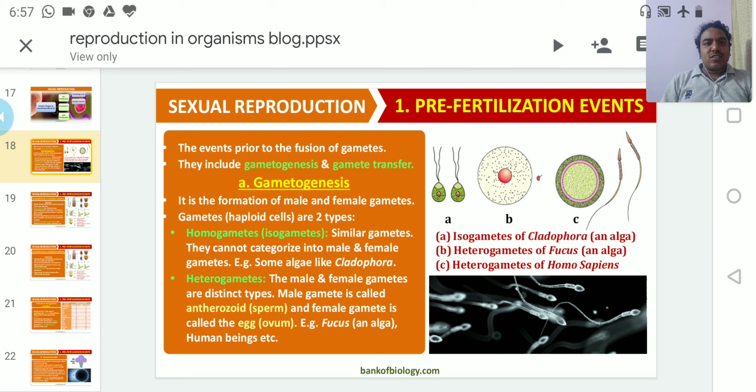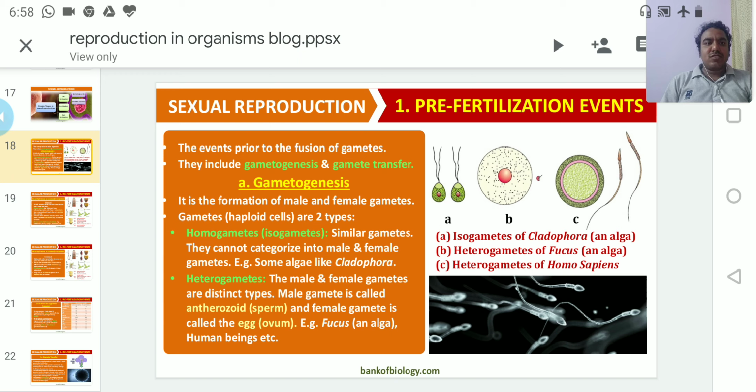First, let us discuss gametogenesis. The word itself indicates it is the formation of male and female gametes. During sexual reproduction, whenever organisms form gametes, the diploid cells are differentiated into haploids. Generally they produce haploid cells. And we can see two types of gametes: homogametes and heterogametes.